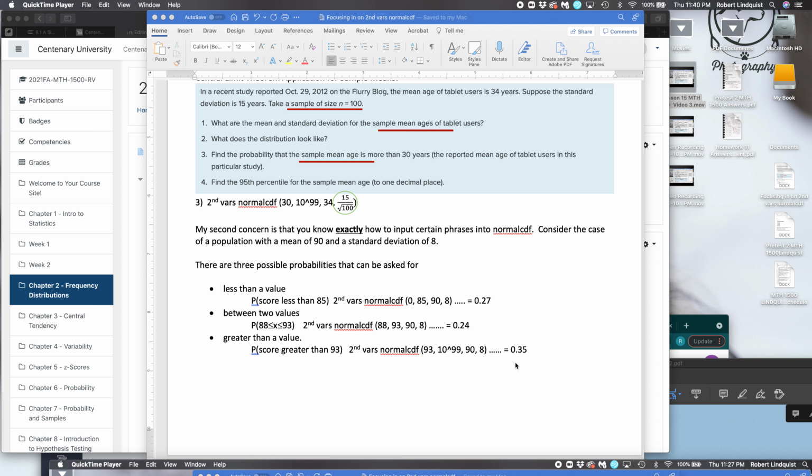So normal CDF, we can use it. If it starts talking about sample means, we must divide by the square root of n when we get to the standard deviation in the input stage. And when we talk about less than, it's from 0 to the number. When it's between two numbers, we put those two numbers in, and greater than is that number in low and the huge number in high.